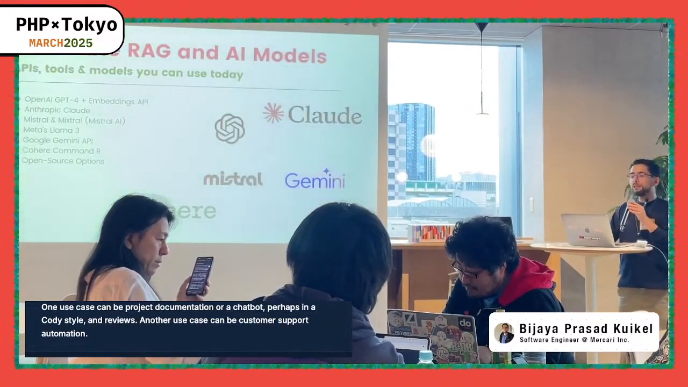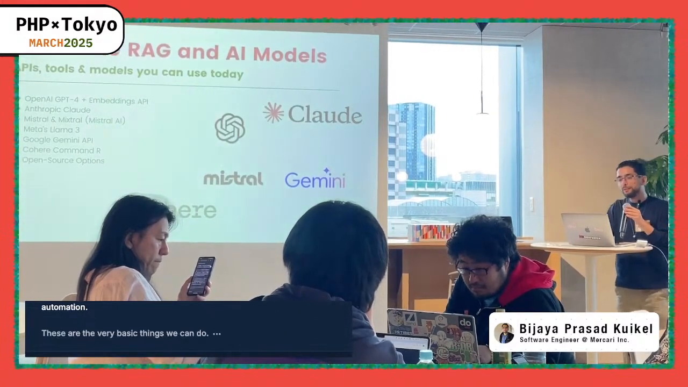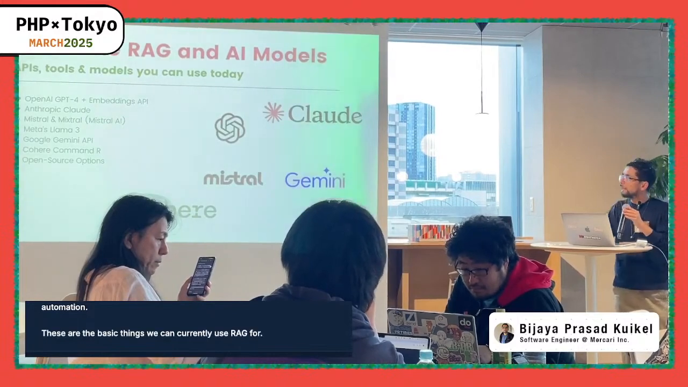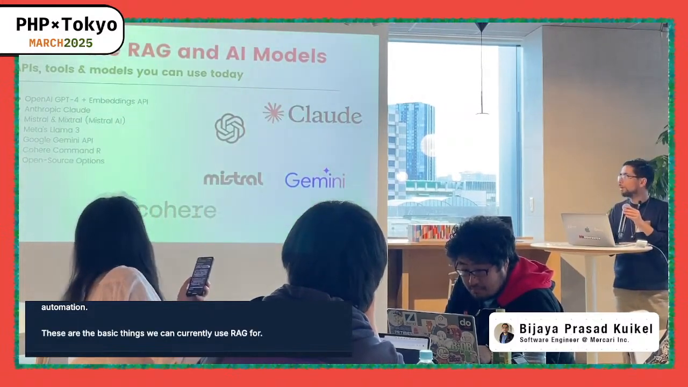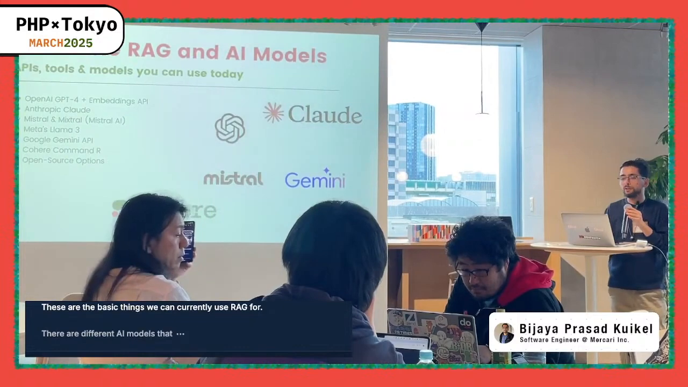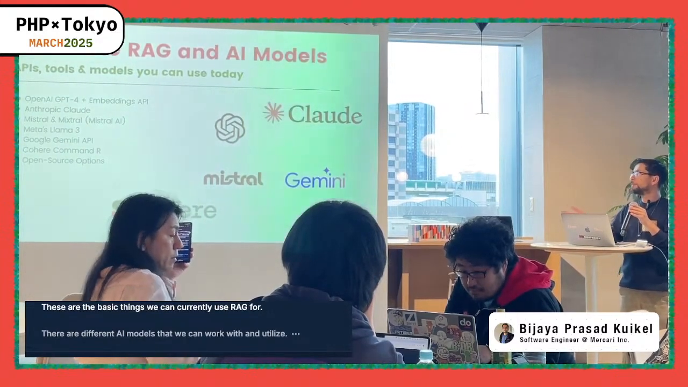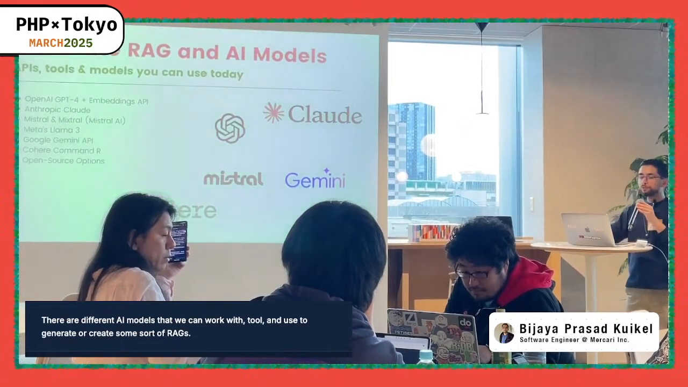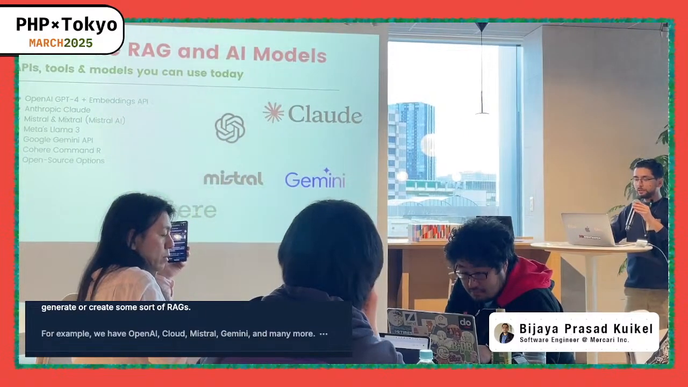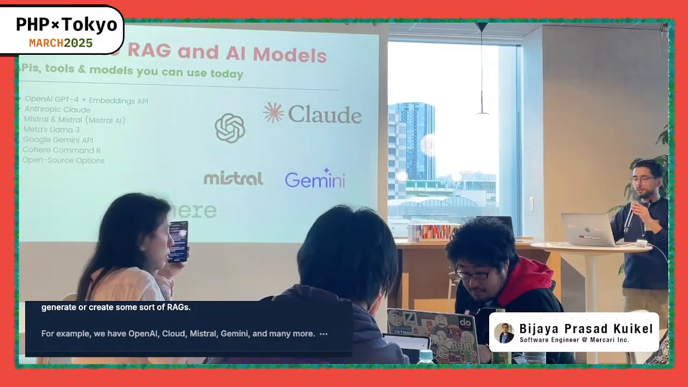Currently there are different AI models that we can use as tools to create some sort of RAGs. For example, we have OpenAI, Claude, Mistral, Gemini, and so many more. And there are also many open source options. We'll be exploring some of them.